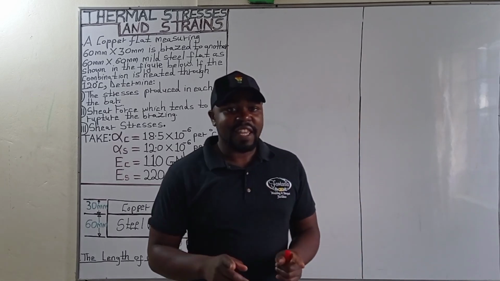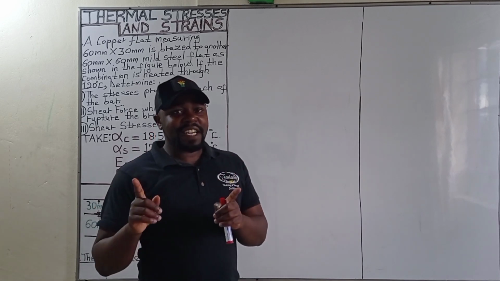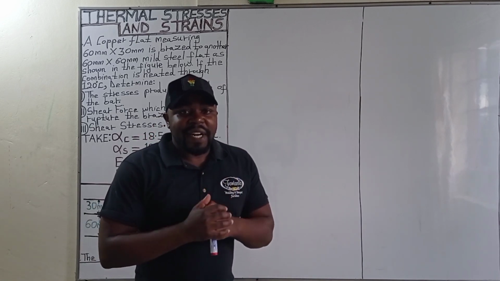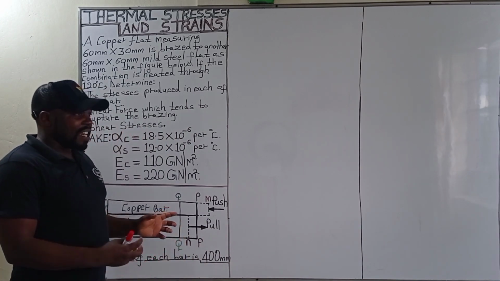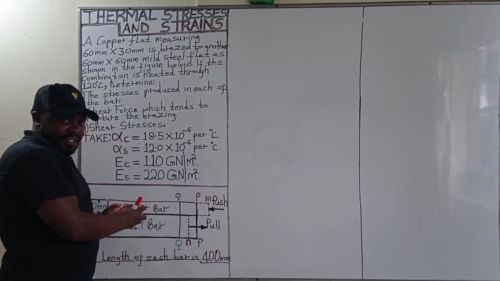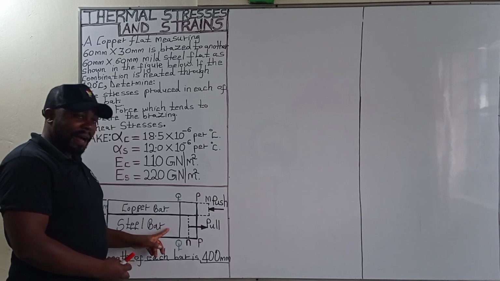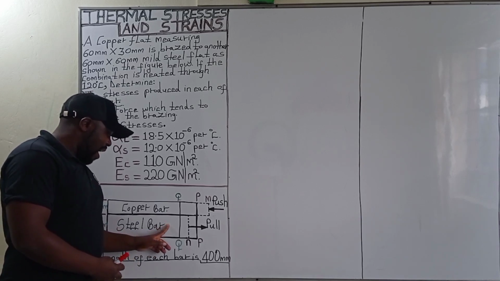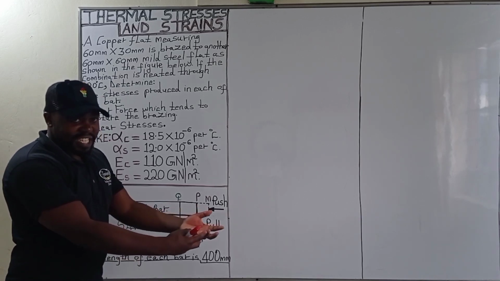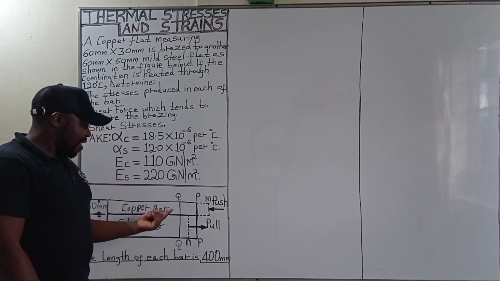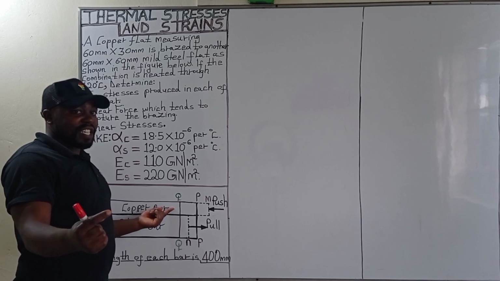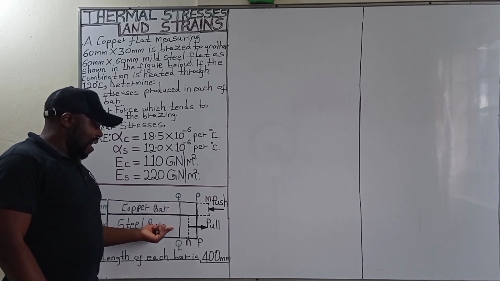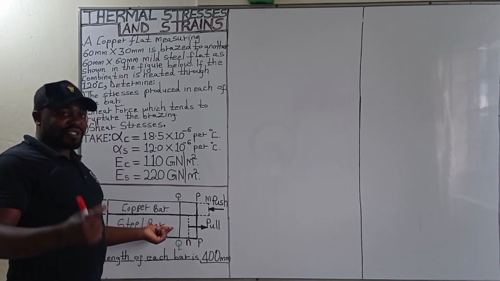We are going to begin with determining the compressive strain, because the copper bar will tend to be compressed by the steel bar, and the steel bar will tend to be extended by the copper bar. Therefore, the copper will be under compressive stresses, whereas the steel bar will be under tensile stresses.